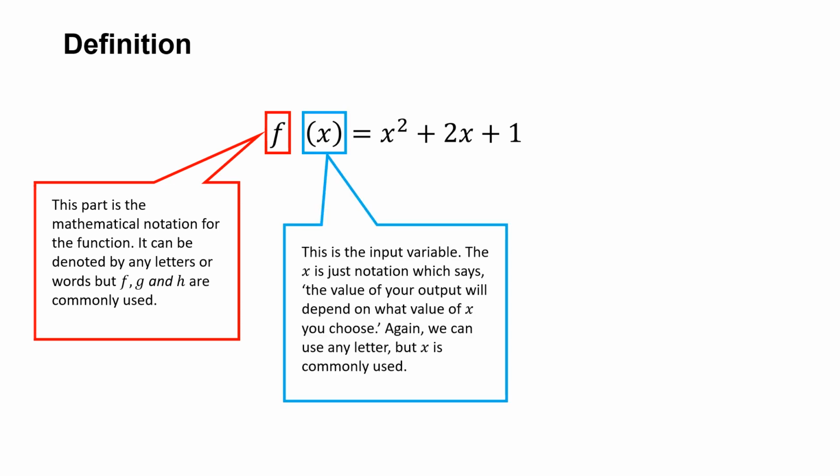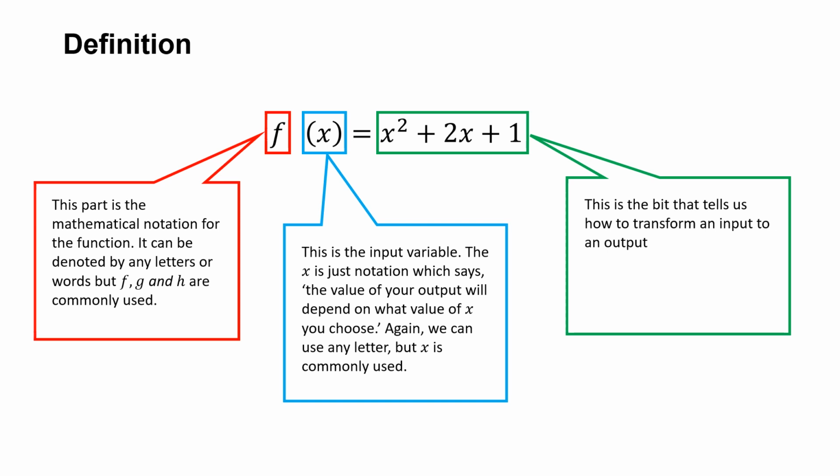The next part, inside the brackets, is the input variable. This is going to be the thing that we change to produce different outputs. And lastly, we have this x squared plus 2x plus 1. This is essentially the transformer. This is the mathematical operation that the input goes through for the output to be created.